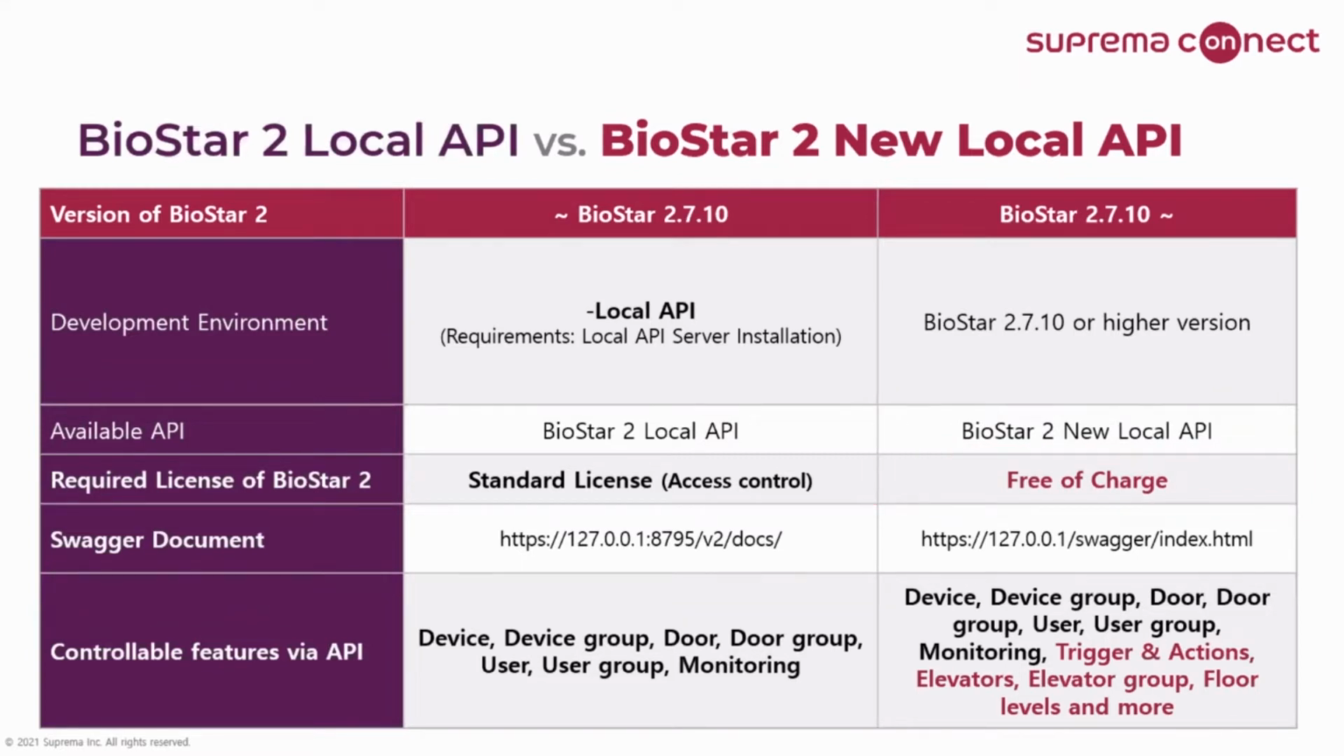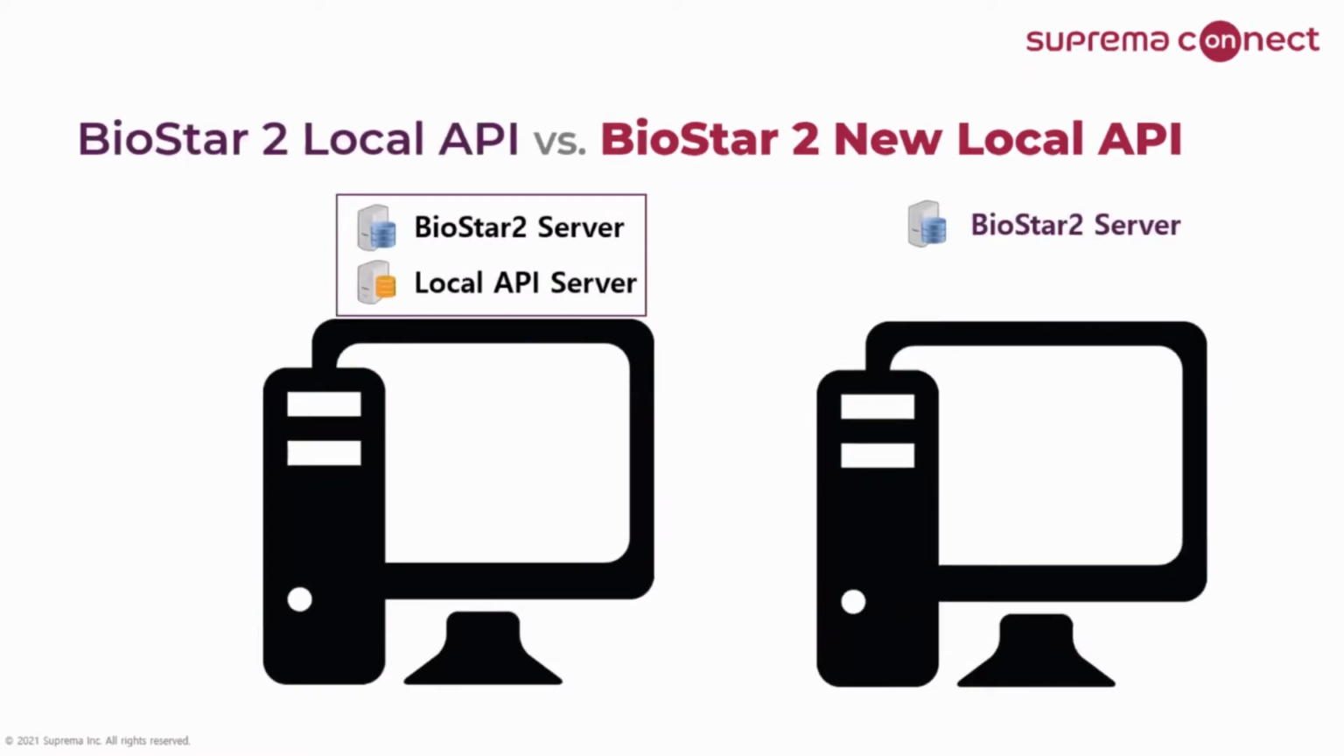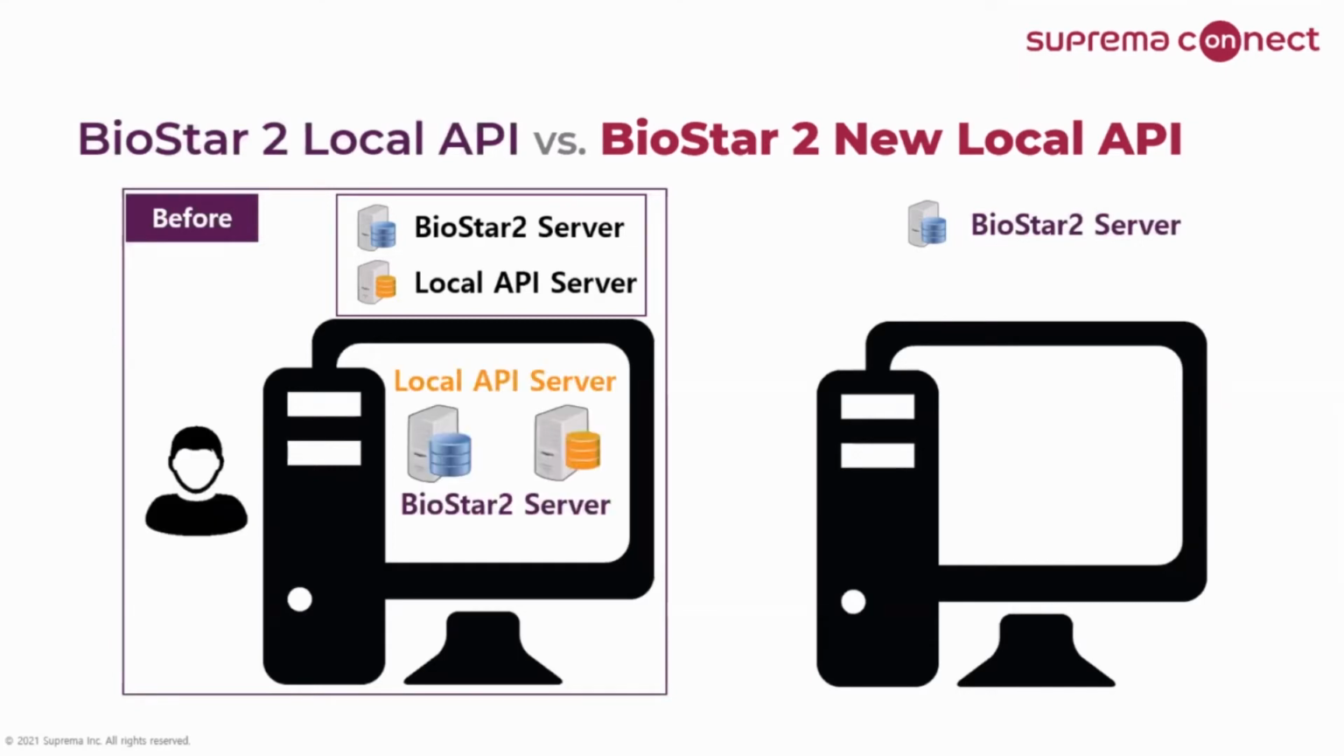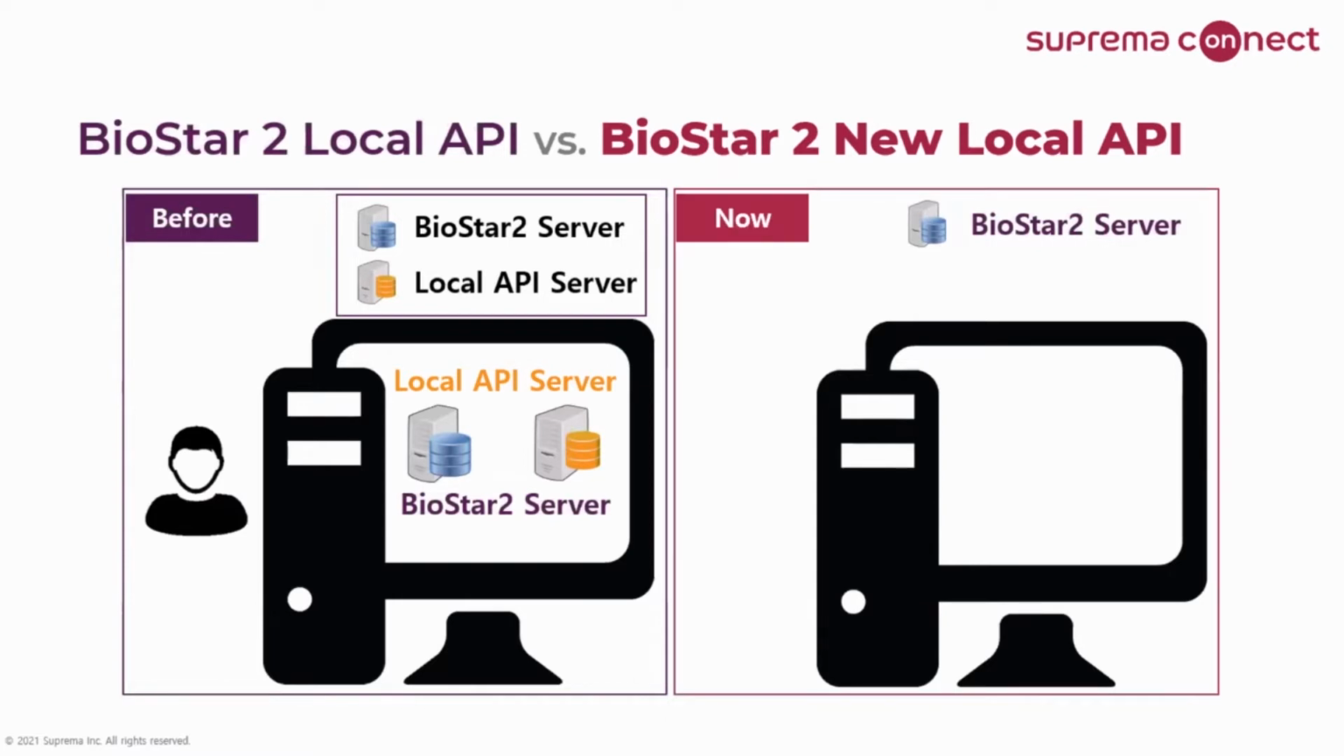Swagger document addresses are a bit different. You can check the chart for the Swagger document address differences. In addition to the features of the local API, new local API supports more controllable features such as trigger and action, elevators, and more. BioStar 2 local API needs its own server installed. In other words, you need to have an additional install for the API server on your server PC. However, new local API does not require any additional installation of the server.